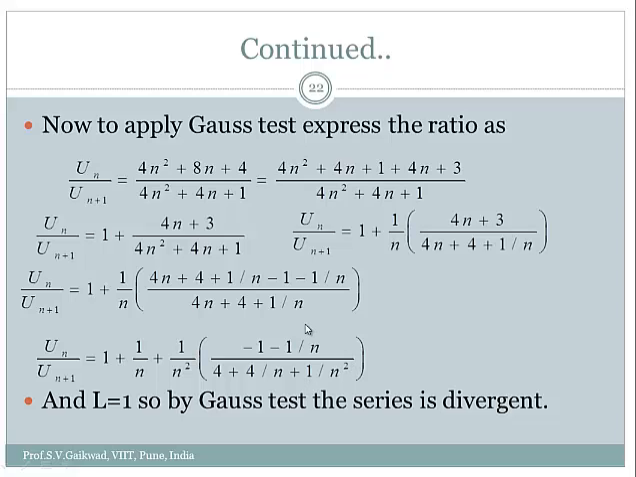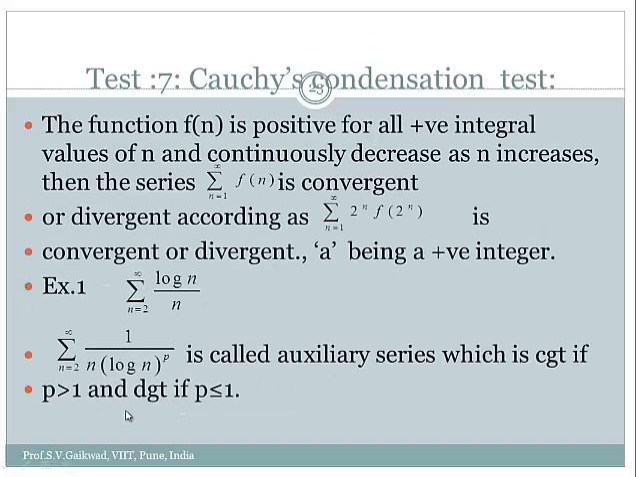Now this term is bounded, and L, this is L here, 1 by n, so L is equal to 1. So by the Gauss test, this series is divergent. Expressed in the form 1 plus L by n plus 1 by n square into some bounded term. This is bounded as n tends to infinity, you get a finite value. So this term is bounded. You are getting 1 by n square outside, and this is L by n. So this L is required for us for the test. This L is 1. So by Gauss test, this series is divergent.